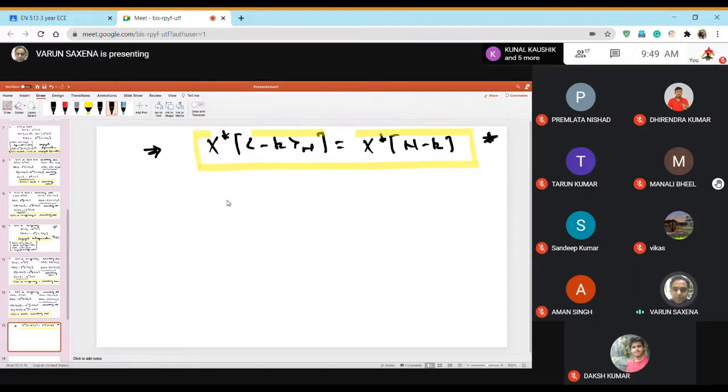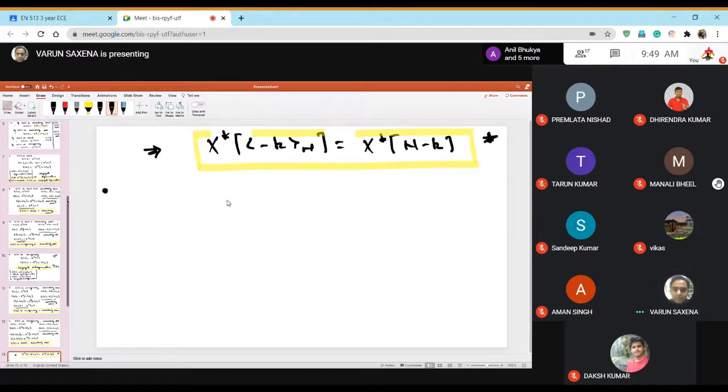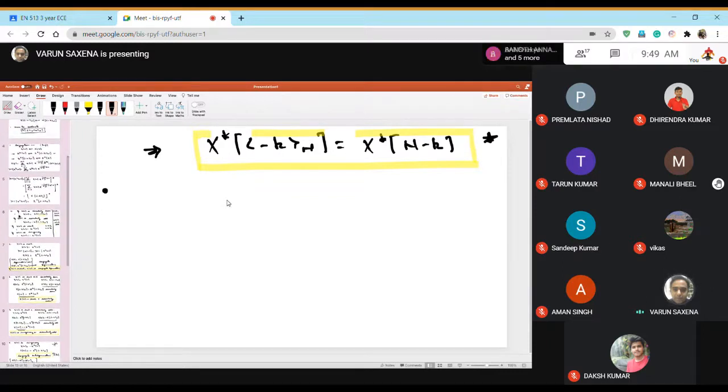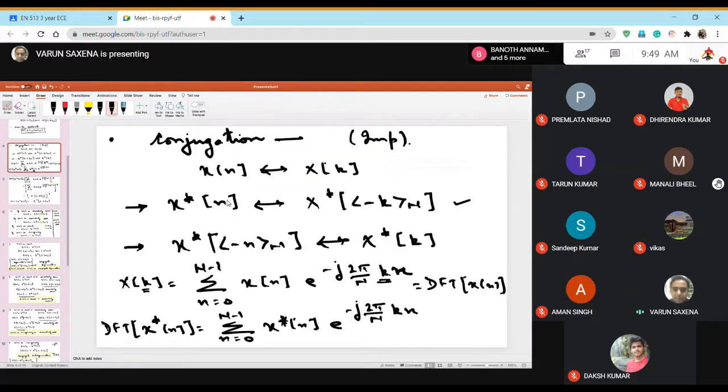We move further. I just want to finish all the properties so that tomorrow we have 2 classes, and we can straight away focus our attention on numericals and pack DFT once and for all. Okay, so we go to the next property now.